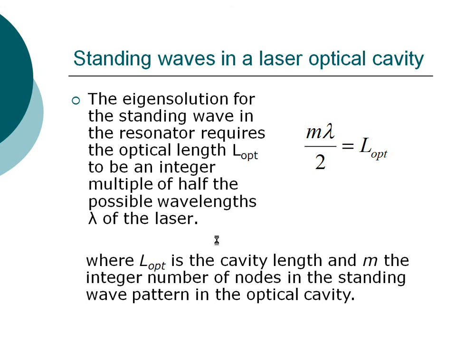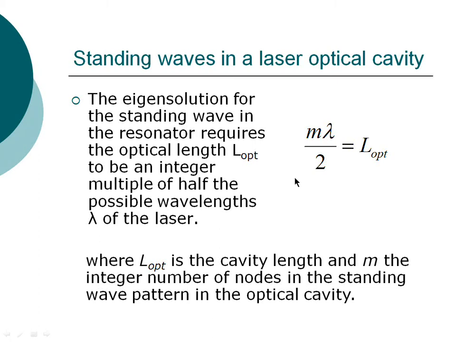So just as in the normal modes in classical mechanics or Schrodinger's equation solutions in atomic physics, we have a standing wave that extends from one end of the active cavity to the other, where L subscript opt is the length of the optical cavity, and m is the number of nodes in the cavity. Lambda gives us the wavelength.